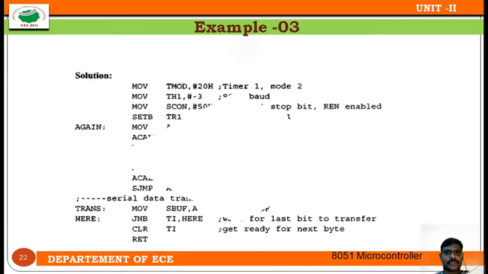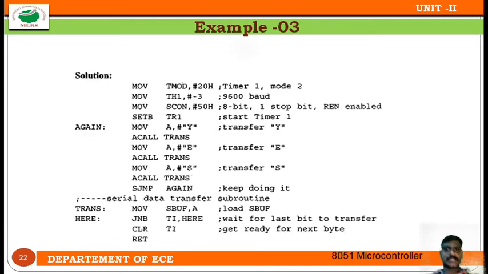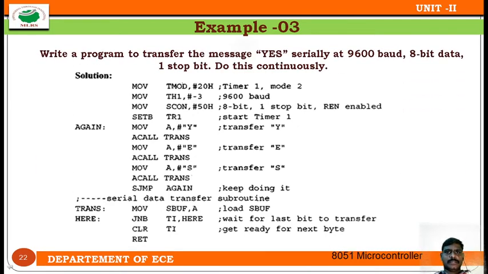If you take one more example, here I want to transfer a message. Whatever we wrote before, the same thing: I initialize TMOD for Timer 1 mode 2, I am using a 9600 baud rate, SCON for 8 bit, and setting the TR1 bit. I am loading a Y into the accumulator and calling my program.